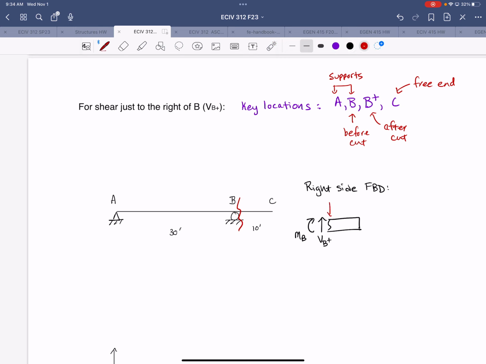So when the unit load is immediately after the cut, right, this is easy. VB plus is equal to 1. And then when the unit load is at C, also 1.